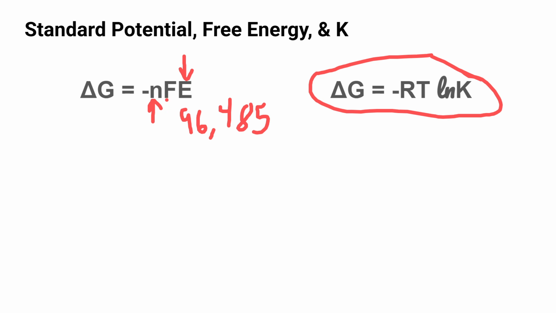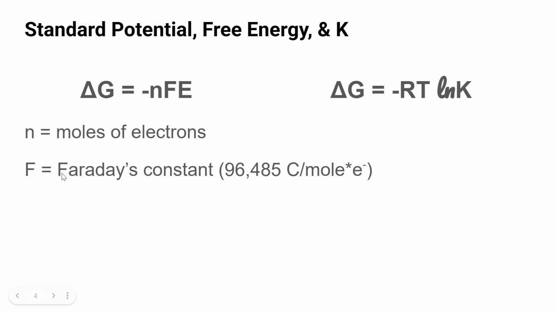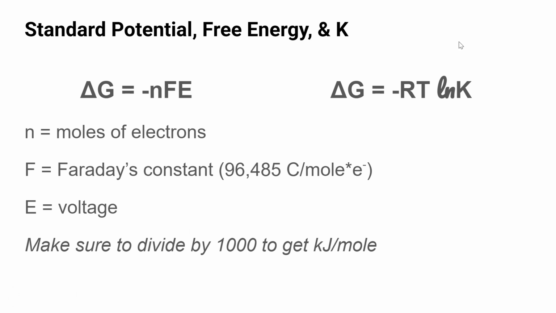96,485 is what Faraday's constant is. And this math is some of my favorite of the year because it's so easy. It's just simple multiplication. Team, I don't want you to stress about units, because if you just put the numbers there and multiply them together, you're going to end up with the answer that you need. So let's rock and roll. N is the moles of electrons that are reacting. Faraday is the constant, and then we've got our voltage. Make sure that you divide your answers by 1,000. That is a spot where it's heartbreaking to lose points.